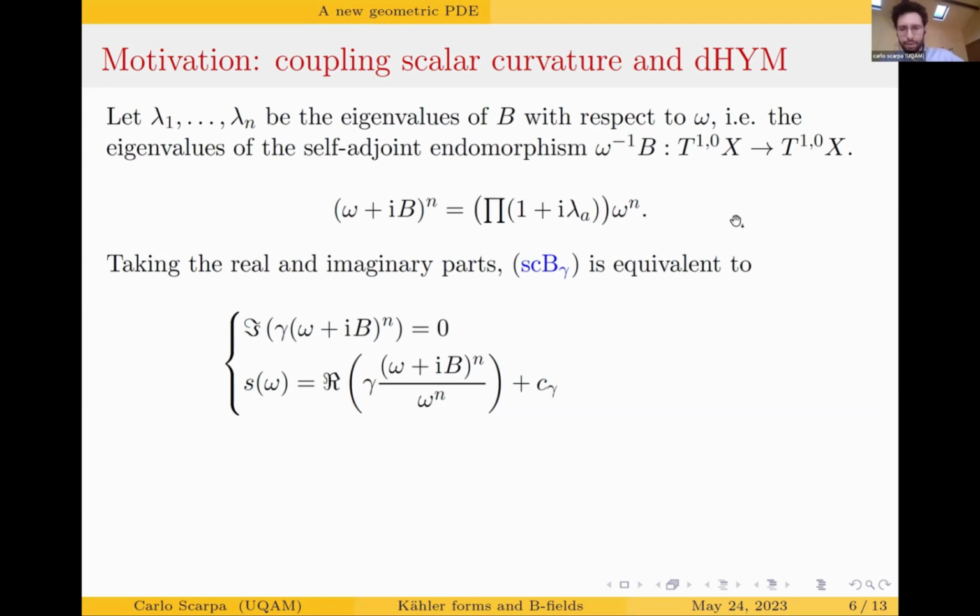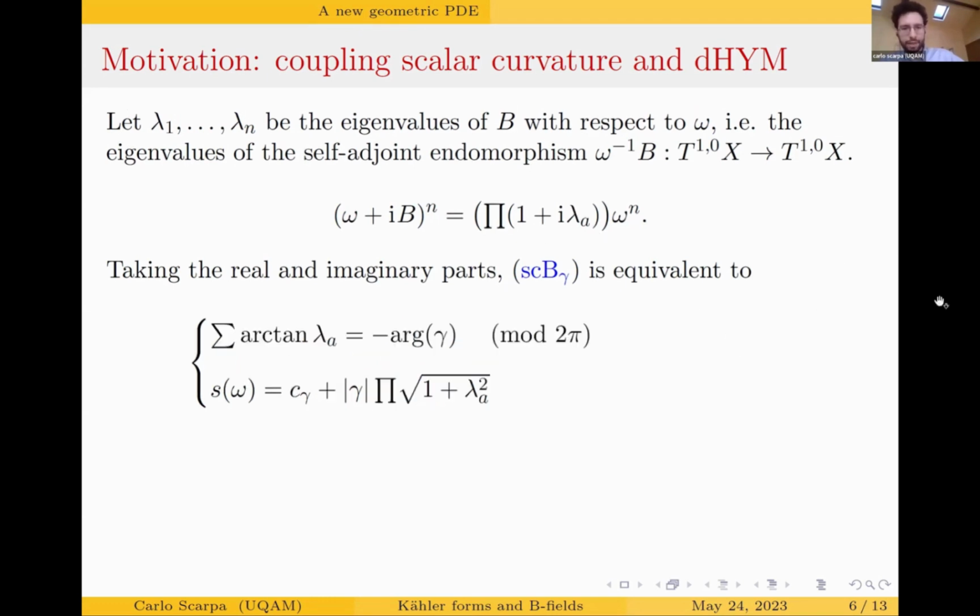But then again, in terms of the lambda A's, the system is just this thing. So we want the sum of the arguments of those complex numbers to be equal to the argument of gamma. And well, this is just fixed topologically, at least mod 2 pi. While the scalar curvature of omega instead should be equal to a constant plus this radius function.